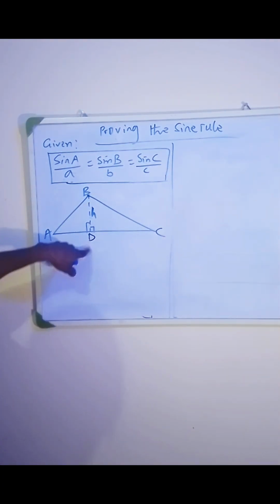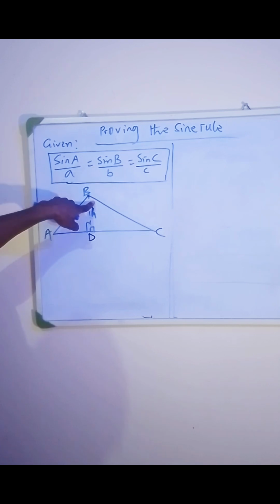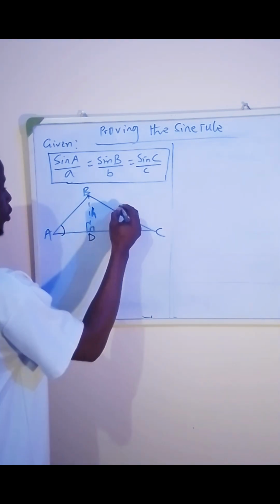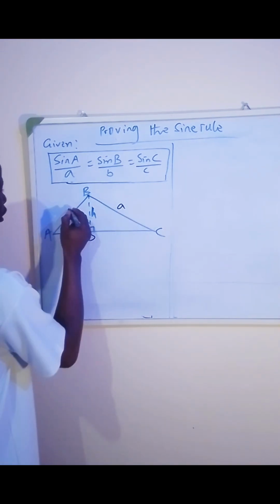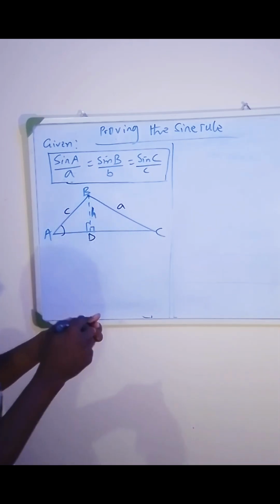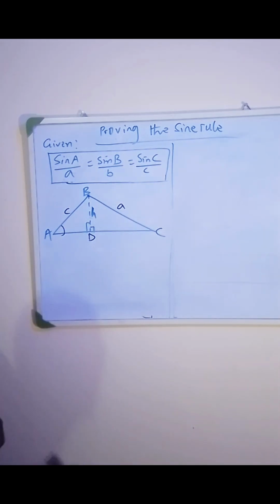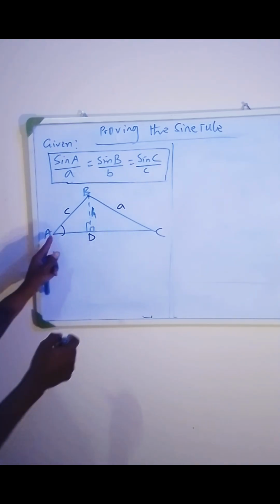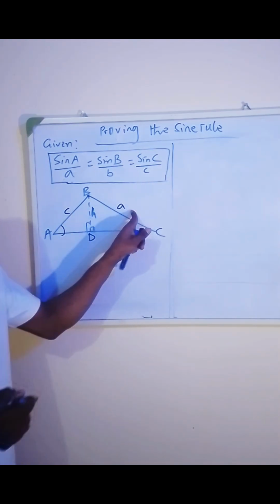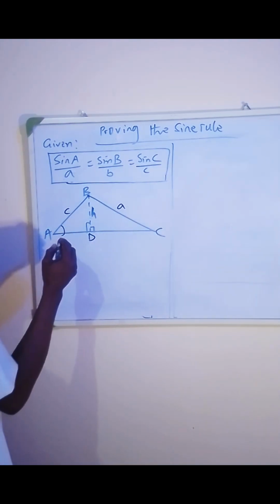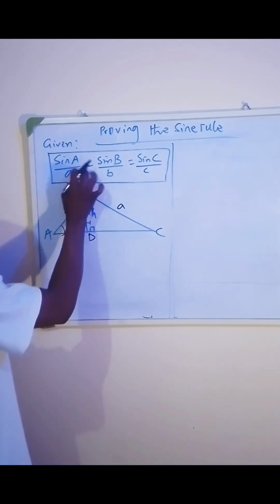The side here is opposite to this angle here. This angle is opposite to this side, and this angle is opposite to this side. So we use small letters to denote it. This is how we label a triangle. Now, since we know that this angle is opposite to this side, we are looking at how to get something similar to this.